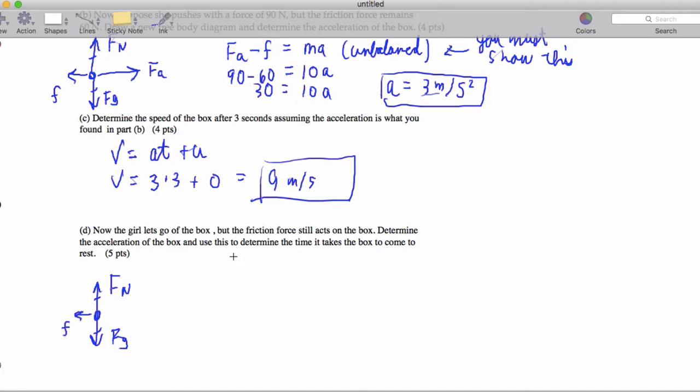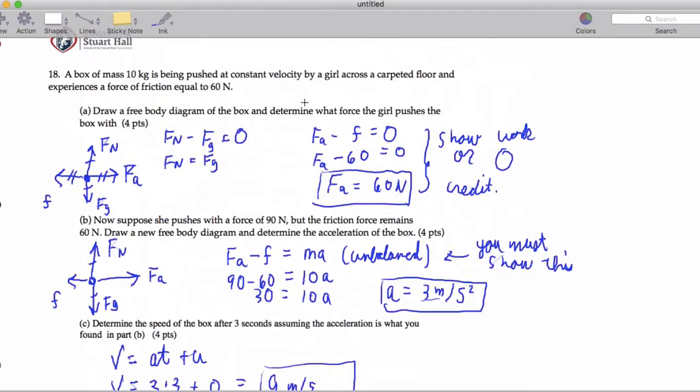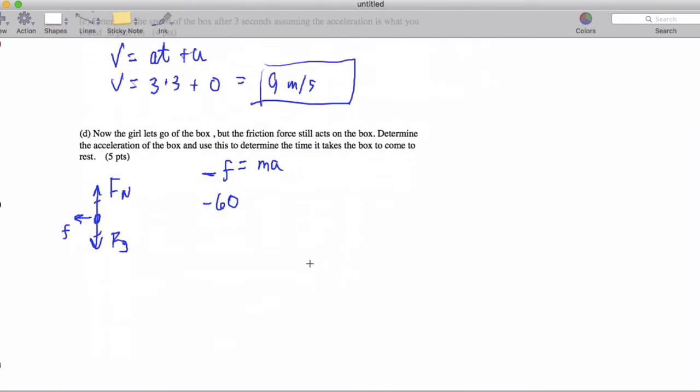And since it acts to the left, we're going to say that negative F equals m times a. So that's negative 60, because that's from up here, equals 10 times a. So our new a is negative 6 meters per second squared.